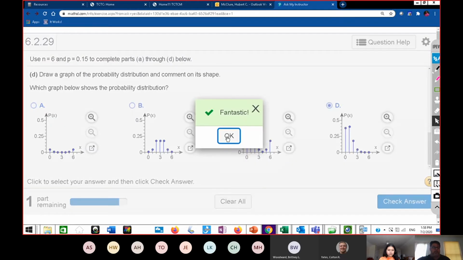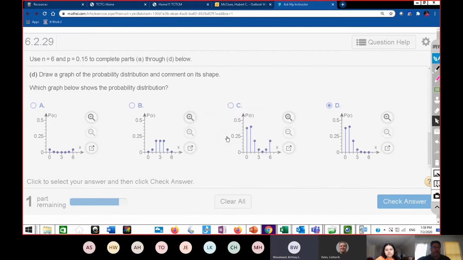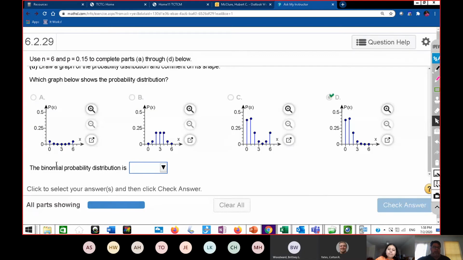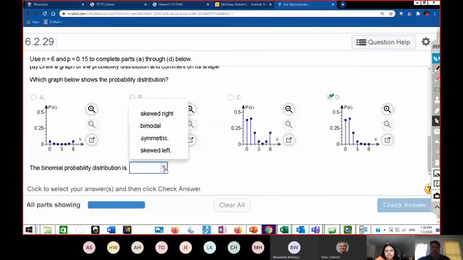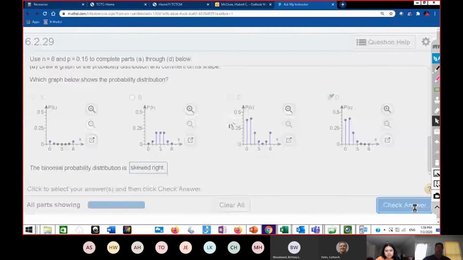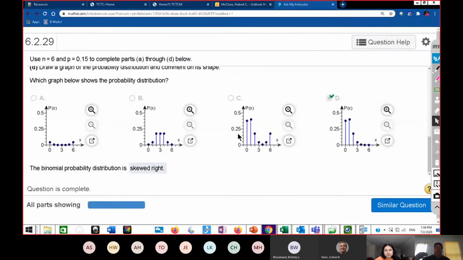Good God, how many more questions can you get out of this? The binomial probability is skewed right because all your data is in those first 3. Is this a test question? No. Does it have several test questions in it? Yes. If you can do this problem, 6.229, you can pretty much handle 6.2.